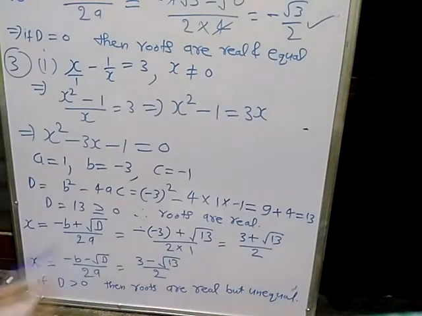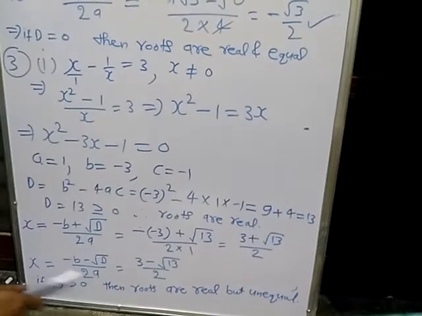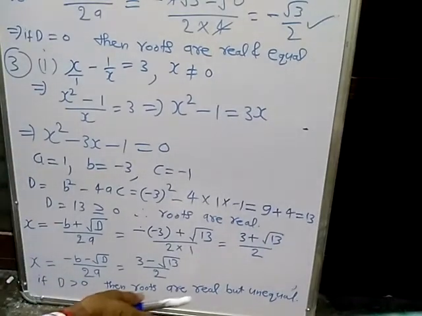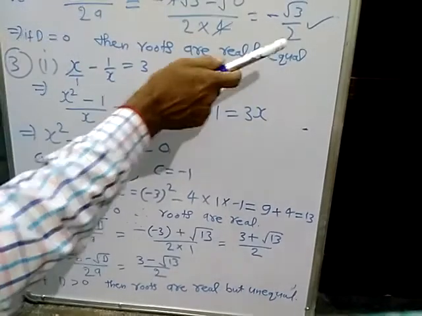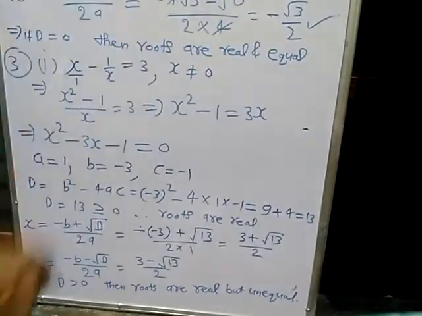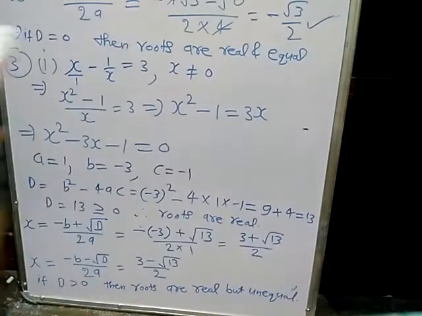Afterwards I will explain the property in detail. But here with the question you can understand the nature of roots. If D is strictly greater than 0, then the roots are real but unequal. And if D is equal to 0, then the roots are real and equal. And if D is less than 0, then no real roots are possible. So this is it, and next question I will explain.